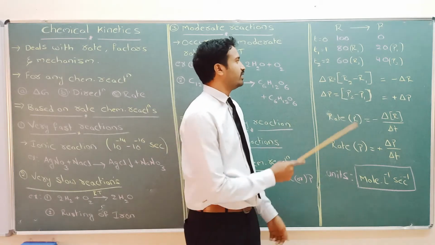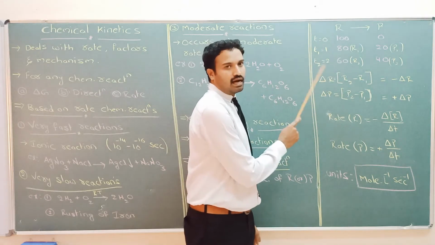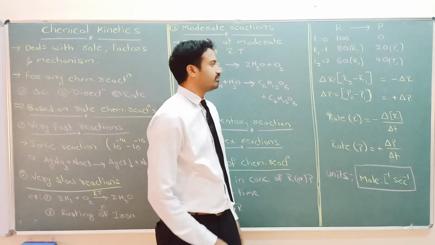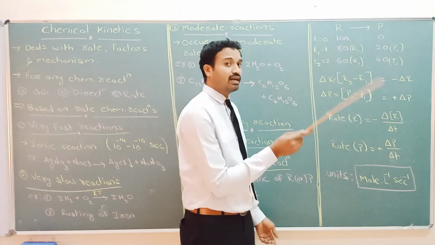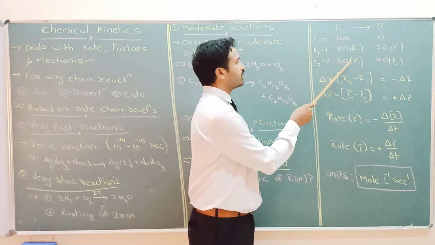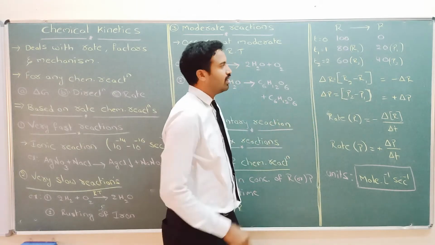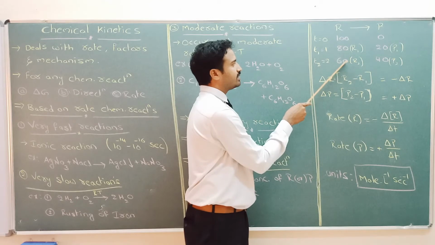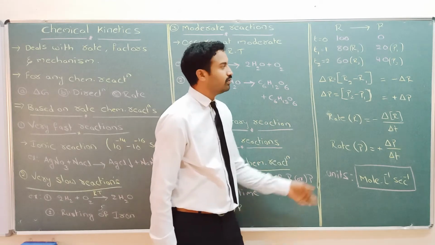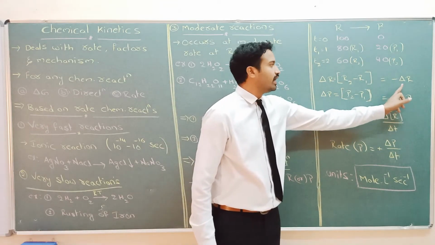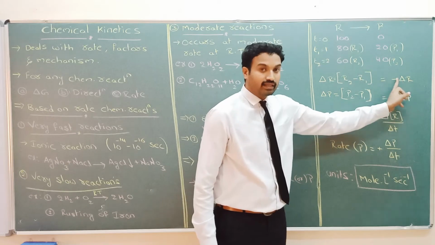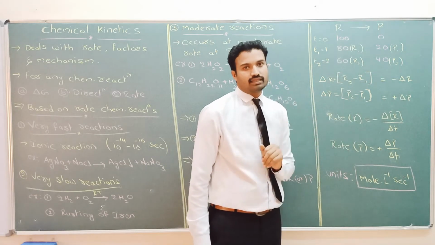Now we will see delta R, the change in reactant concentration. It is R2 minus R1, which is 60 minus 80. So you will get a negative value. Delta R is a negative value. Why is it negative? Because the concentration is decreasing.